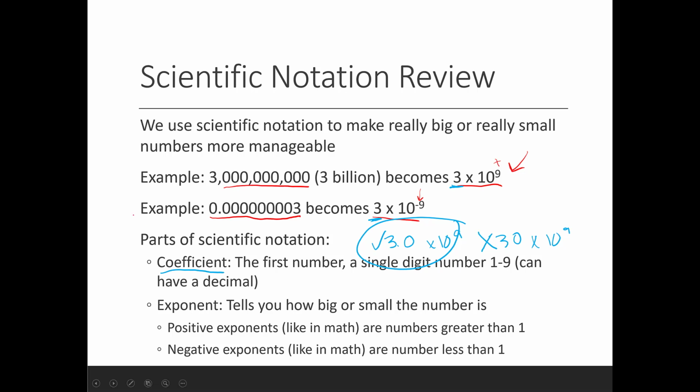Then we have the exponent. The exponent, obviously, is this part here. That's the exponent. It tells you how big or small the number is. From math, we have learned about exponents: positive exponents are numbers that are greater than 1. So this 3 billion is clearly a very large number, much larger than 1. So we have a positive exponent. Negative exponents are numbers less than 1. So we have this very, very small number over here because we have this negative exponent.